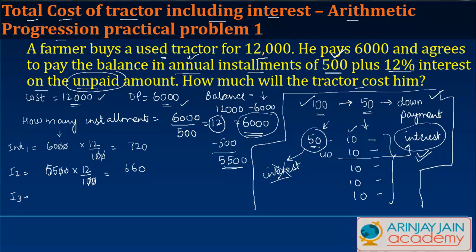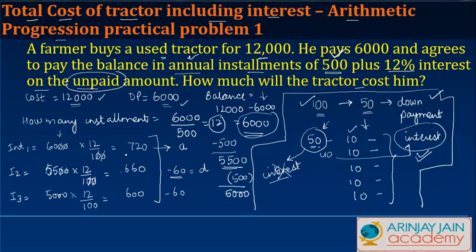What will be the interest for the third year? Now 5,500, again he pays 500, so how much is left? 5,000. So 5,000 into 12 by 100 gives you 600. Now if you notice, these interest payments are actually in an arithmetic progression where the first term is A, and if you find the difference between the second and first, how much is it? 660 minus 720 is minus 60. 600 minus 660 is minus 60. So in other words, your common difference is minus 60. Please note I have subtracted 720 from 660 and not vice versa. If you do that, your answer becomes wrong.